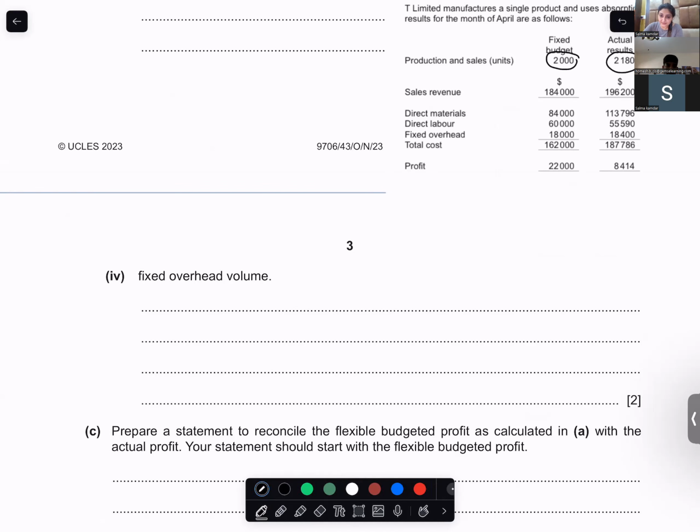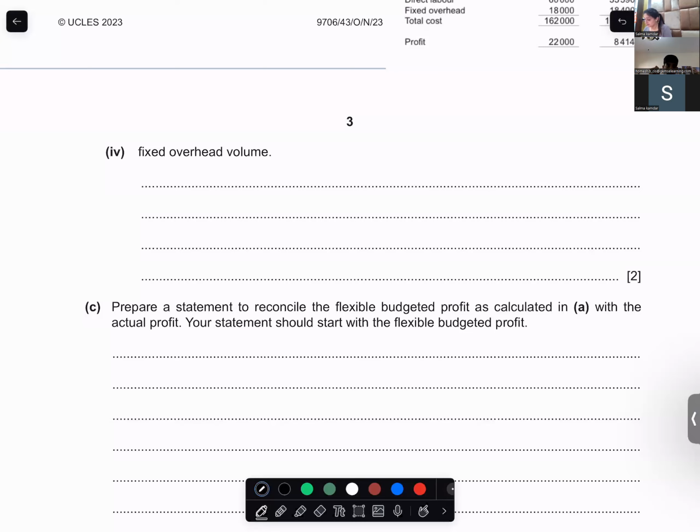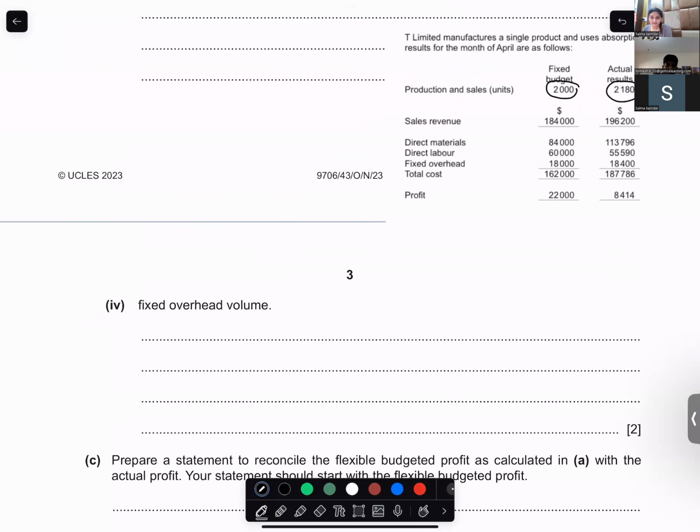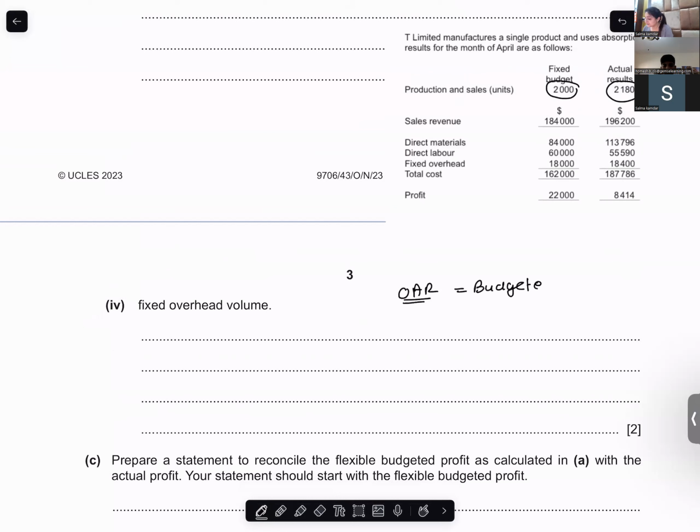So it's budgeted activity. When you divide 18,000 by 2,000, you get 9 as the OAR. How do you get the OAR? Budgeted overheads divided by budgeted activity level. What is the budgeted overheads? 18,000. Budgeted activity level, 2,000. So your OAR would be $9.